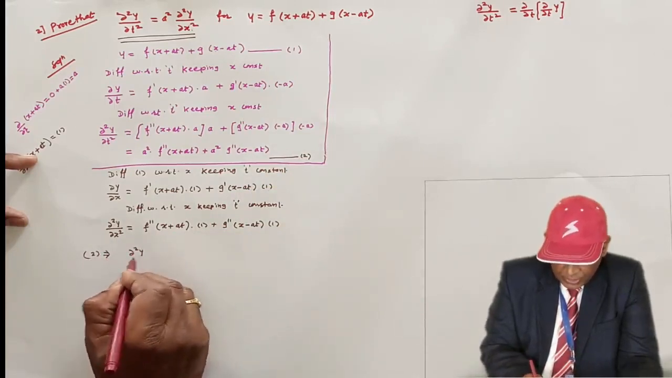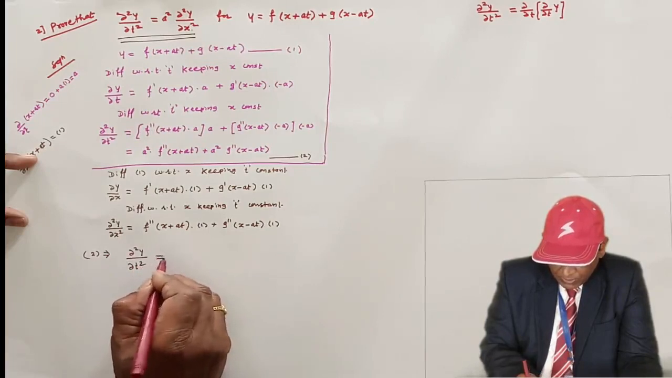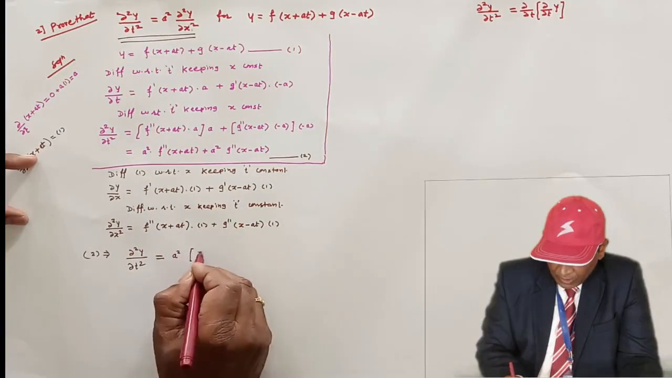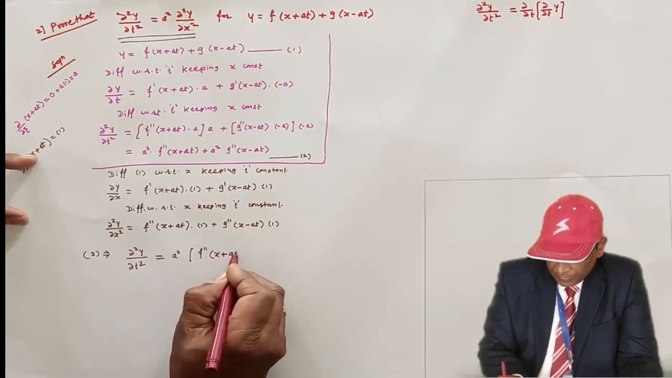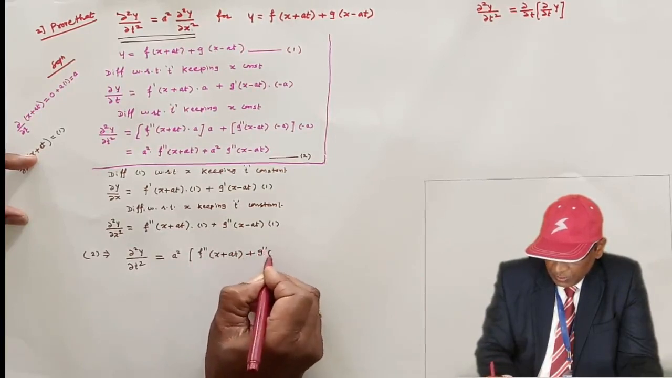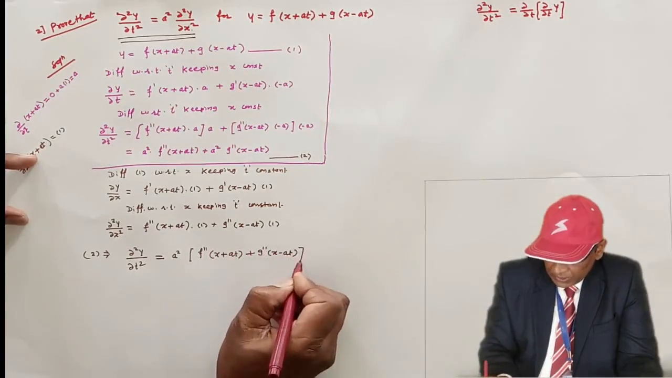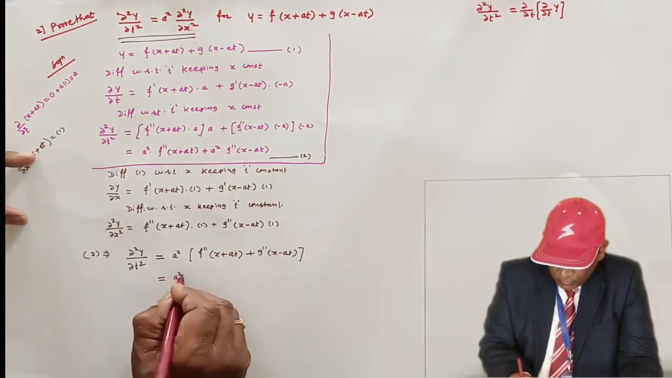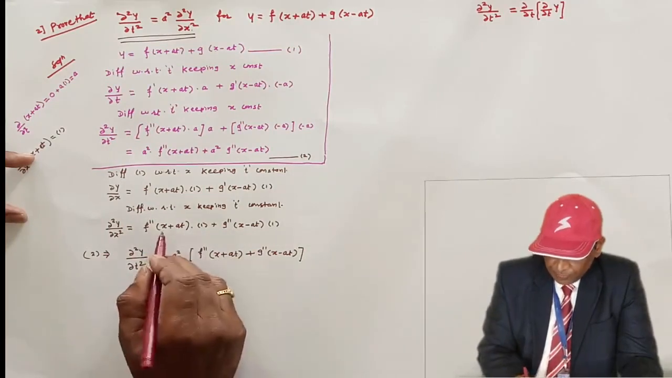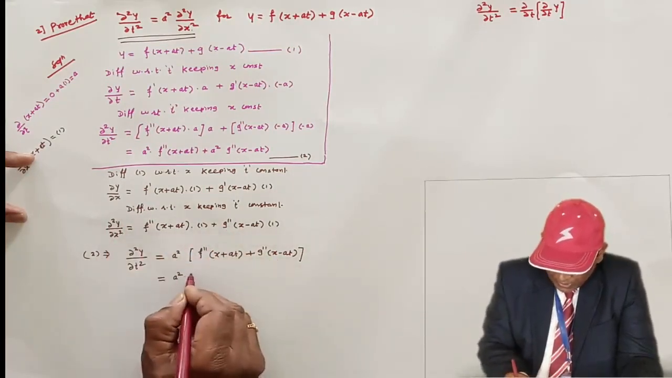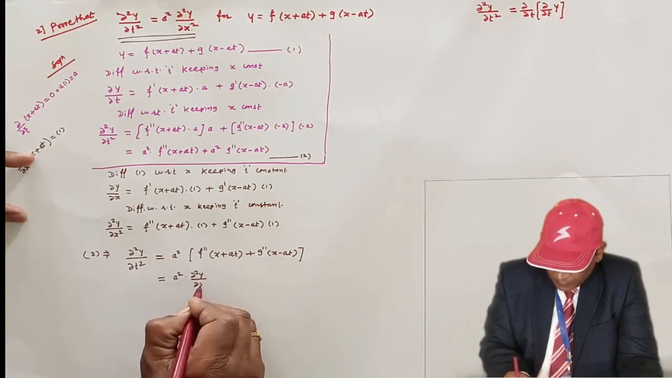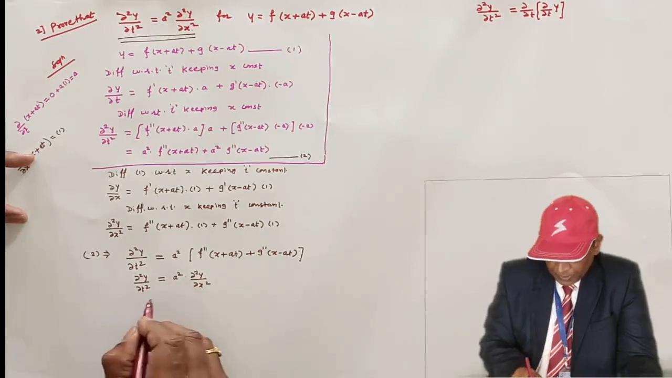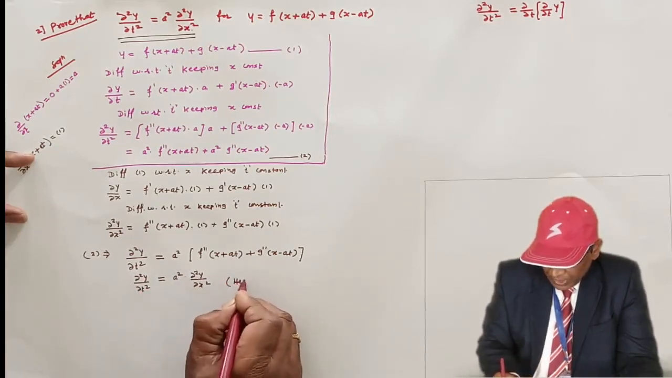Equation 2 implies del 2y by del t square is equal to, here on the right hand side a square is common, that's why I am taking a square common. F double dash x plus at plus g double dash x minus at as it is, because I have taken a square common. But here now f double dash x plus at plus g double dash x minus at is del 2y by del x square. The left hand side is as it is. And hence we have proved. Hence it is true.